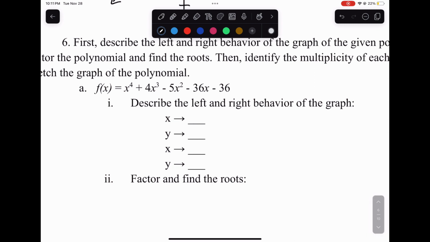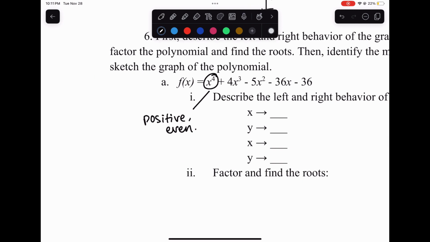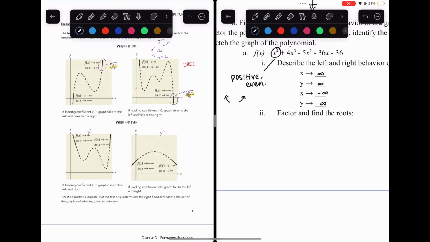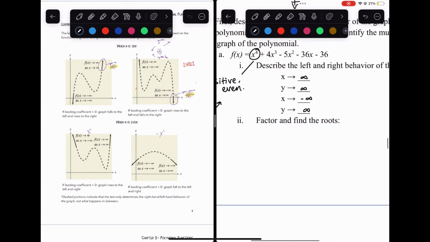Okay, now for end behavior. So let's describe the left and right behavior of the graph. The degree of this polynomial is 4, which is positive and even. So our end behavior is going to be as shown on the screen. As x approaches infinity, y approaches infinity, and as x approaches -infinity, y approaches infinity.